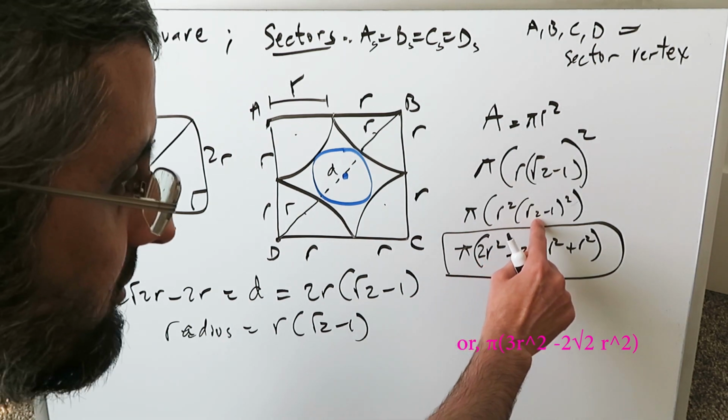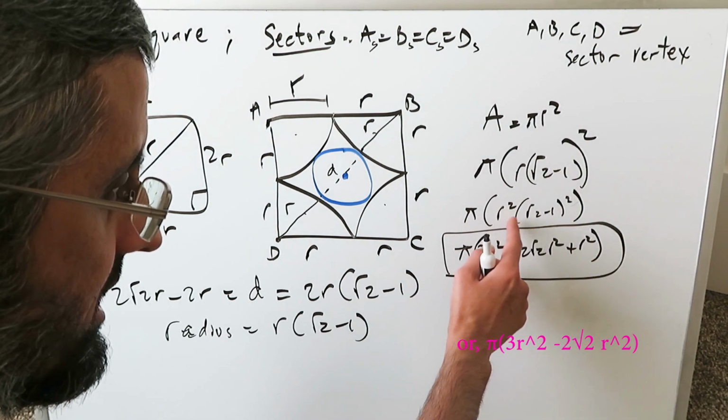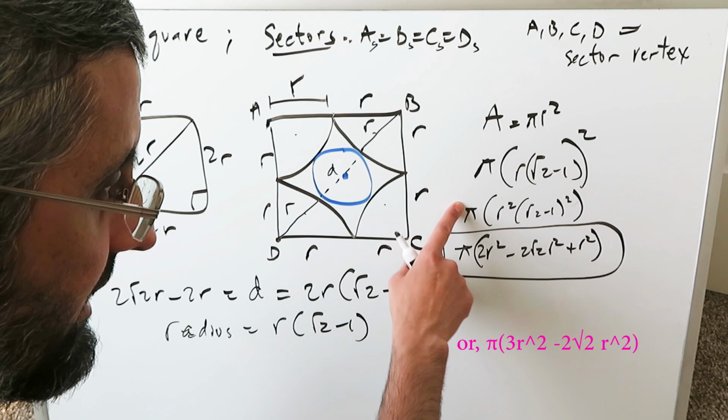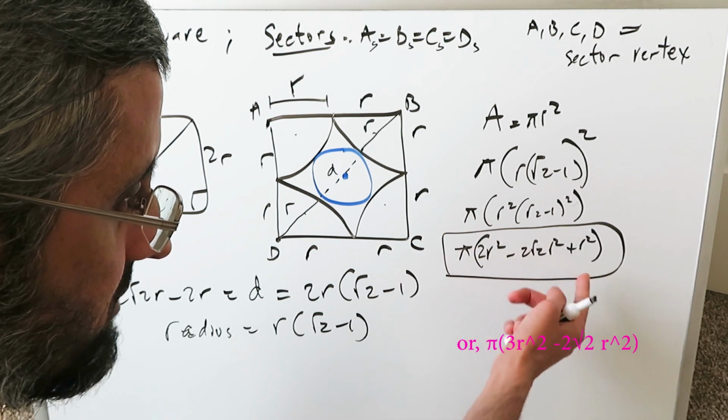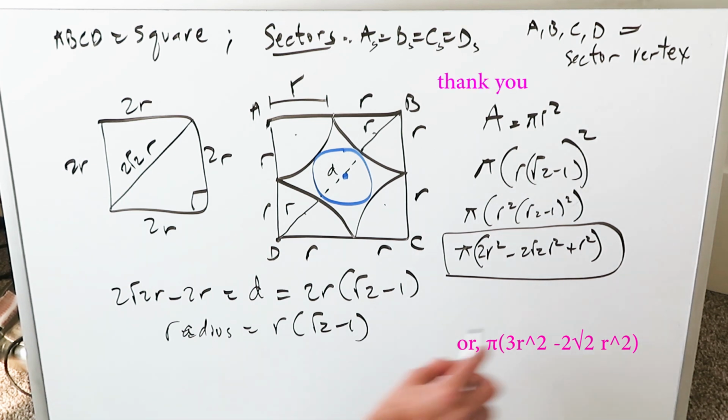You would just open this up, root 2 minus 1 times root 2 minus 1. You would hit that with R squared, then you'll combine everything here with the pi. Pi parentheses 2R squared minus 2 root 2 R squared plus R squared. It should be right. This would be your area of this blue circle, and we're done.